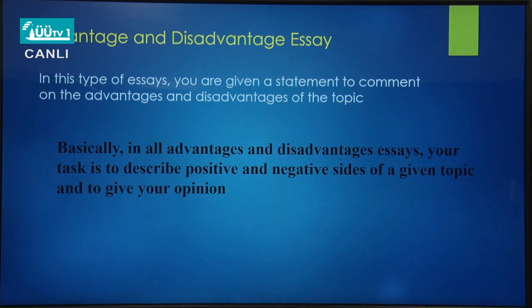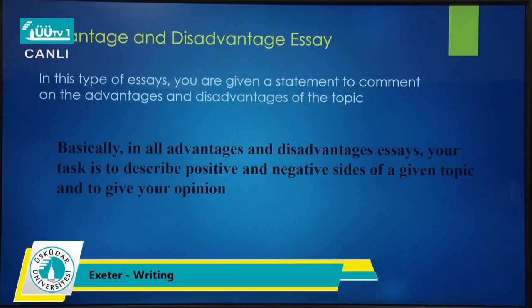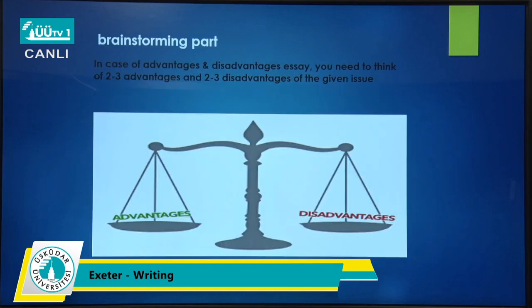Anyway, let's talk about the second one, the advantage and disadvantage essay. In this type of essay, you are given a statement to comment on the advantages and disadvantages of something. Basically, in all advantage and disadvantage essays, your task is to describe the positive and negative sides of a topic, and you need to give your opinion about it. So, as I told you before, the first step is brainstorming. You can talk about the advantages and disadvantages of something.